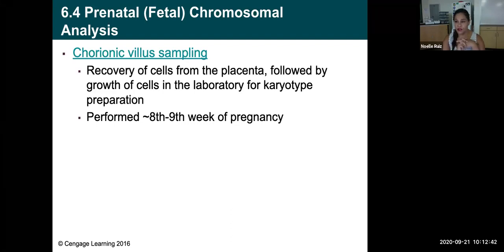There are also videos, if you want to watch them, that go with the amniocentesis and the chorionic villus sampling to see how they're done. Amniocentesis, there's a big needle. You stick it in the mother's abdomen to get the amniotic fluid.